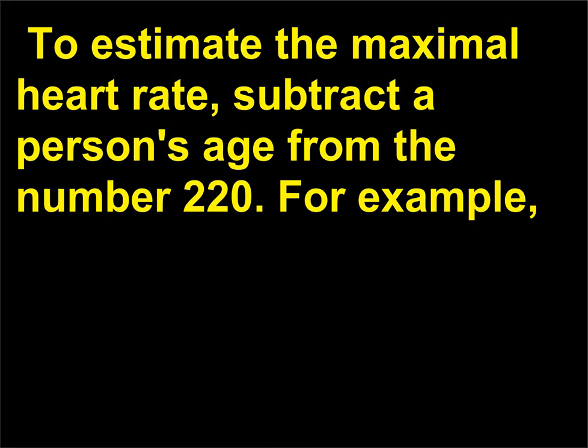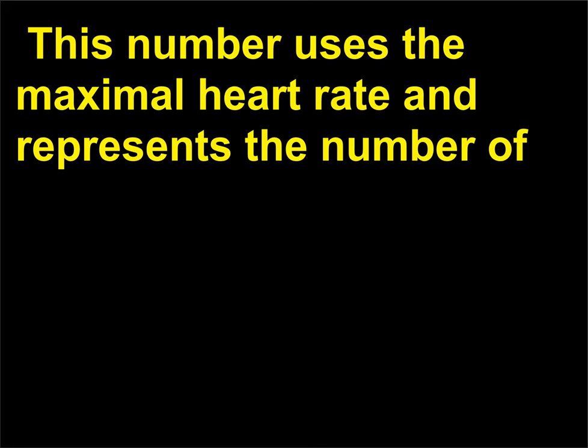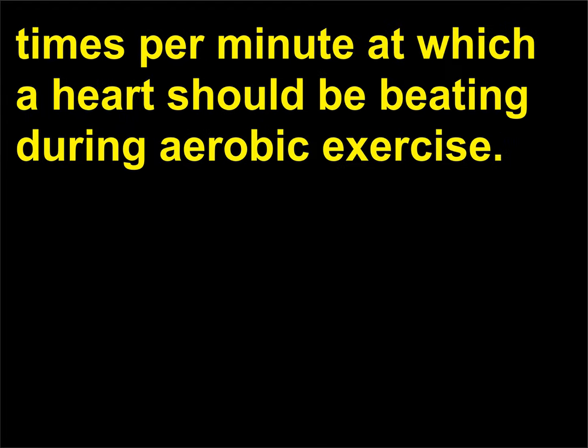To estimate the maximal heart rate, subtract a person's age from the number 220. For example, if someone is 40 years old, his or her maximal heart rate is 180. The next measurement is the target heart rate zone. This number uses the maximal heart rate and represents the number of times per minute at which a heart should be beating during aerobic exercise.